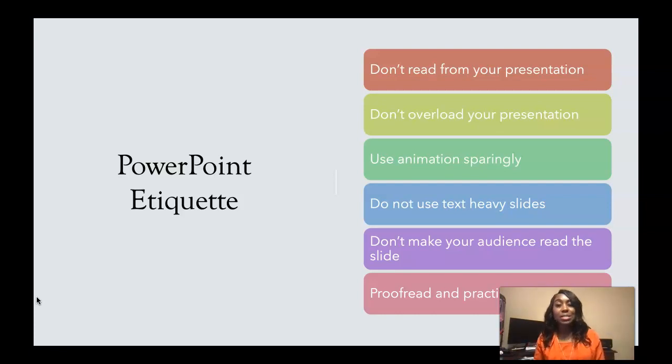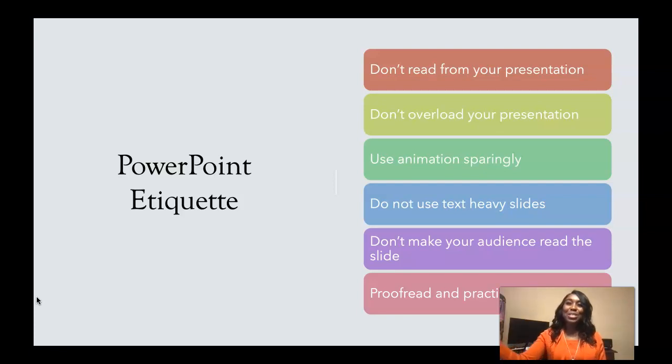Don't overload your presentation. Don't add a lot of pictures. Don't add a lot of language. Don't add a lot of animation. You want to be straight to the point, with small bullet points, and that gives you the opportunity to elaborate on what you want the slide to cover, from everyone hearing your voice and your commentary based on the bullet points that you make. Again, use animation sparingly.